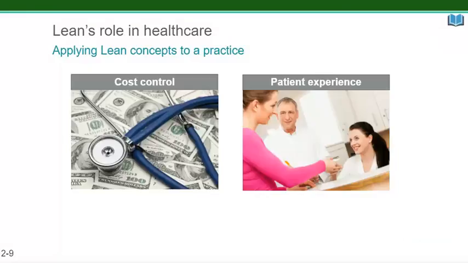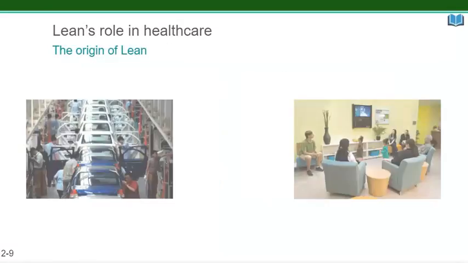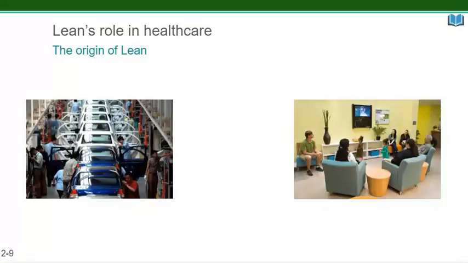Now that you know what Lean is and what it does, it's helpful to know where Lean came from and how others have tried to apply it to healthcare. First, look at these 2 pictures. The picture on the left is an automobile assembly line, and the picture on the right is a medical office, let's say it's your office. Take a few moments to think about any similarities between the two. Car assembly line versus medical office. Click Next after you've jotted down a few of these similarities.